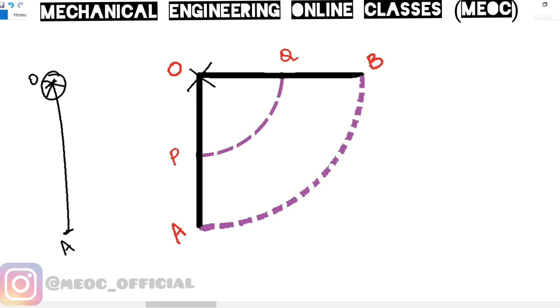The axis about which the rotation is happening is perpendicular to the plane of motion. The plane of motion, let this be say y-axis, let this be say x-axis. So the axis of rotation is z-axis. The point about which the rotation is happening is fixed. So in that case we'll call it fixed axis rotation.